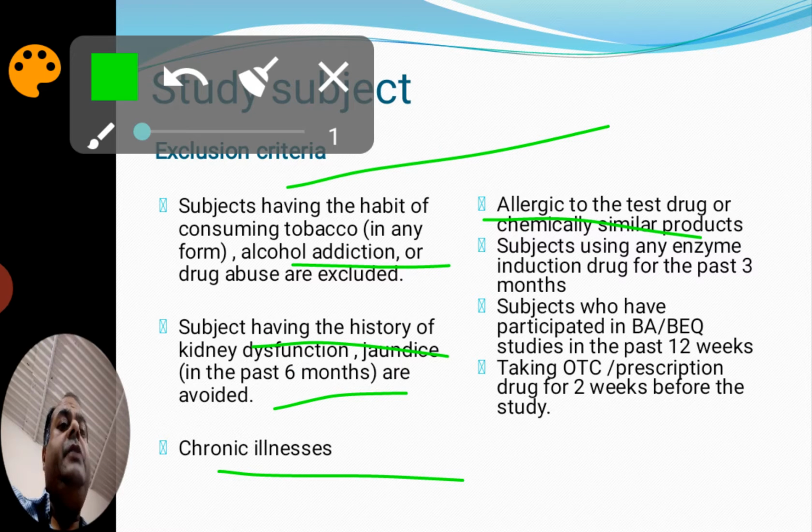Subjects using any enzyme-inducing drug for the past 3 months shall be avoided. Subjects who have participated in bioequivalence or bioavailability studies in the past 12 weeks should be avoided. Also avoided are those taking OTC or prescription drugs for 2 weeks before the study.